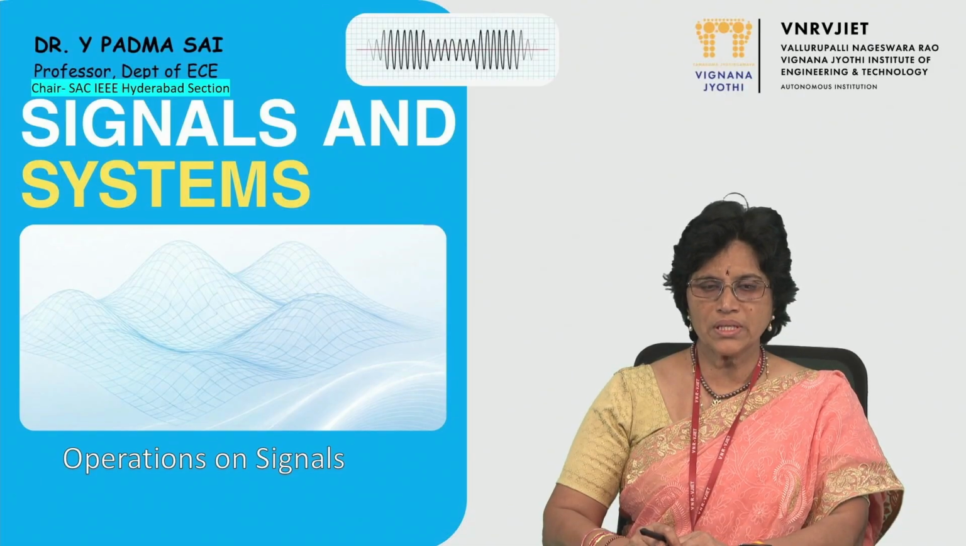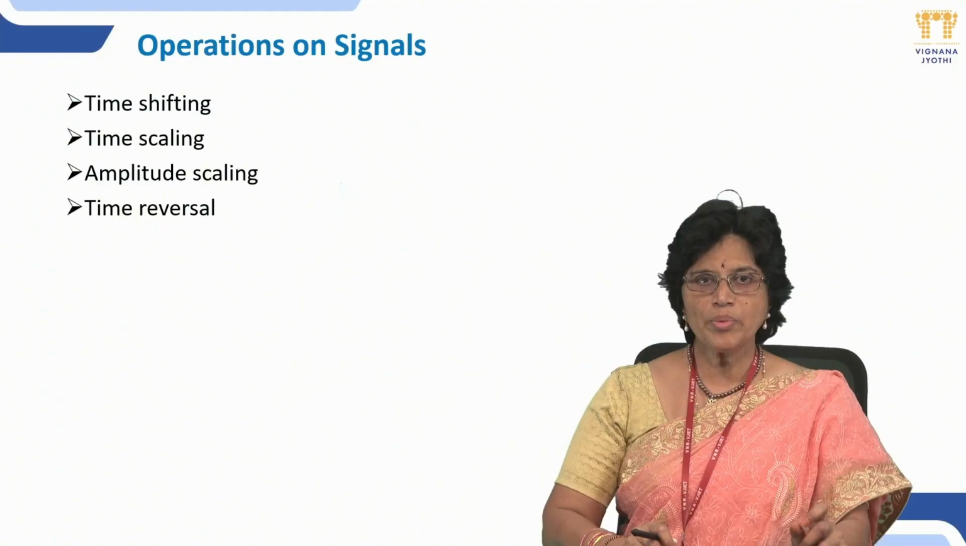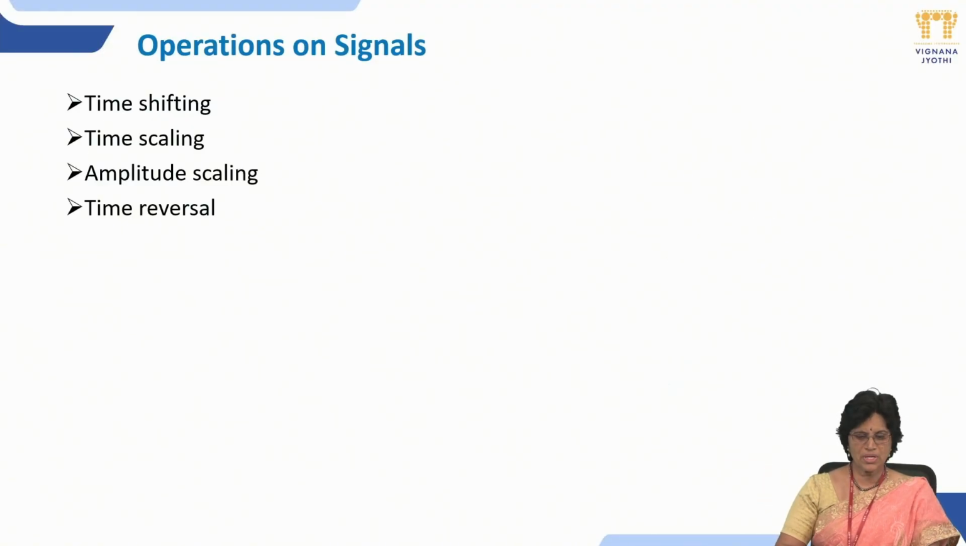Today we are going to discuss operations on signals. In the last two classes we discussed basic or elementary signals, and next class we will cover classification of signals. Now we have to see some very important fundamentals on operations of signals, that is time shifting, time scaling, amplitude scaling, and time reversal.